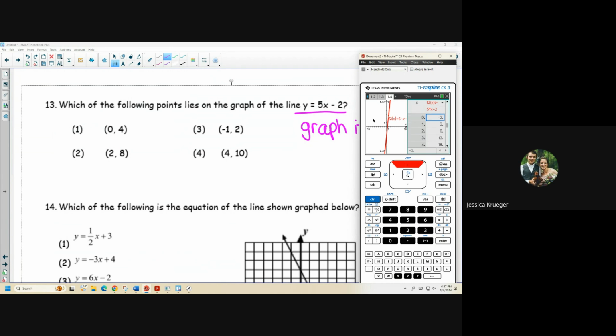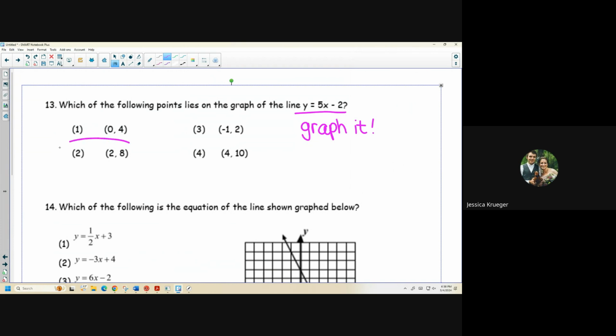So if I go up to 0, oh, nope, that's not in my table. So it's not 0, 4. 2, 8. Oh, look at that. That's there. I want to make sure the others aren't, just to make sure. Negative 1, 2 is not, and 4, 10 is not. So it is 2, 8.